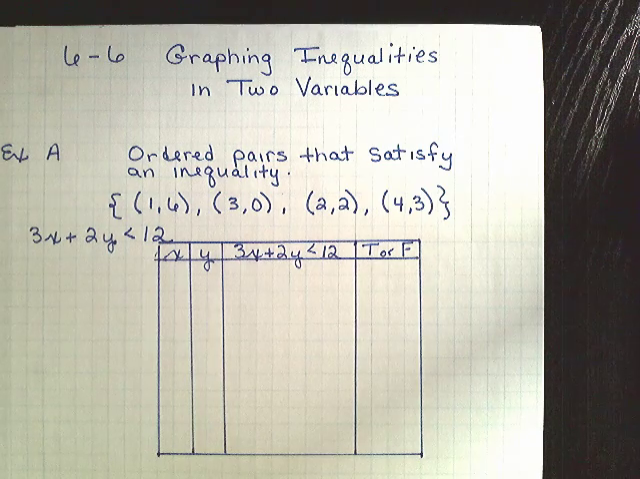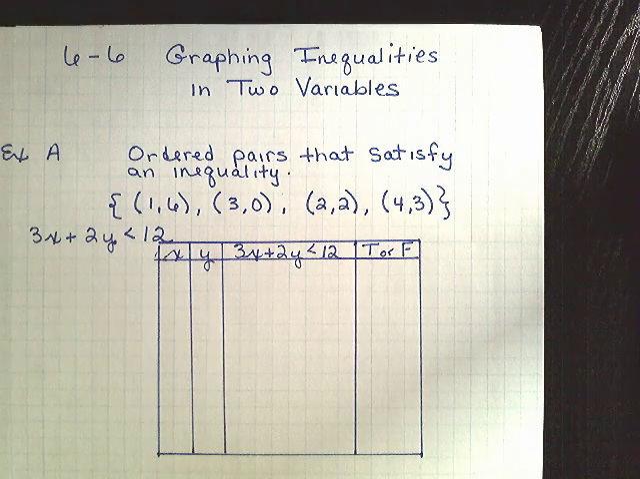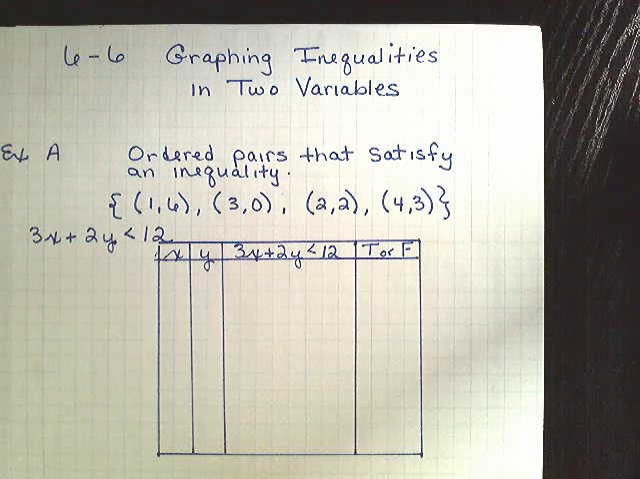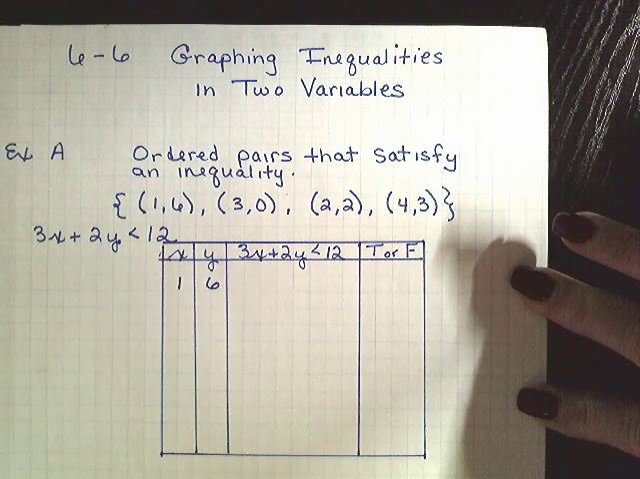Okay, we're going to talk about graphing inequalities with two variables, x and y. There's a couple different steps that we're going to talk about. The first one is, how do I determine whether points satisfy an inequality? What points make an inequality true? I set up this table, and you can slow it down and fill it in as you go along. I'm going to put in my first point, which is (1, 6).